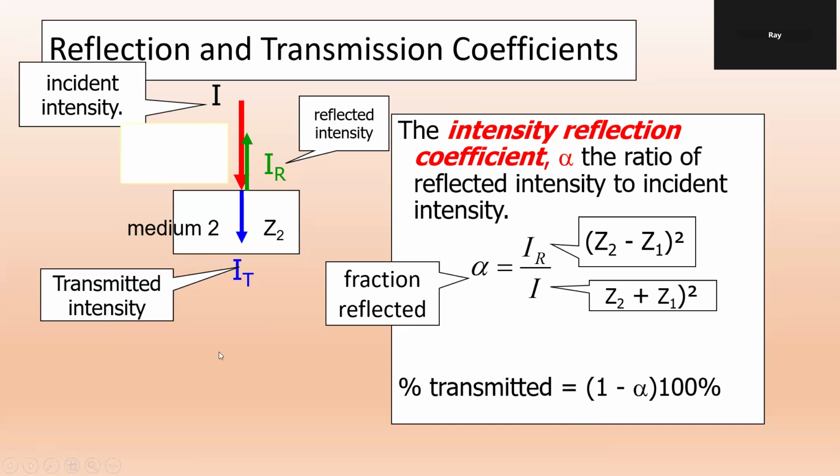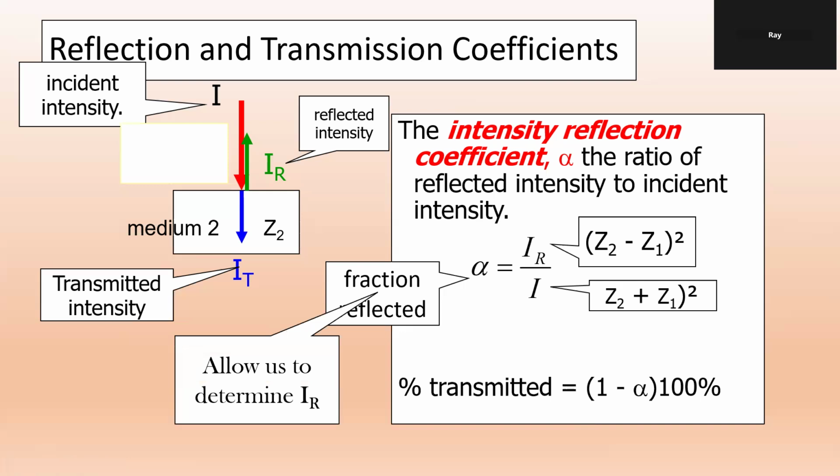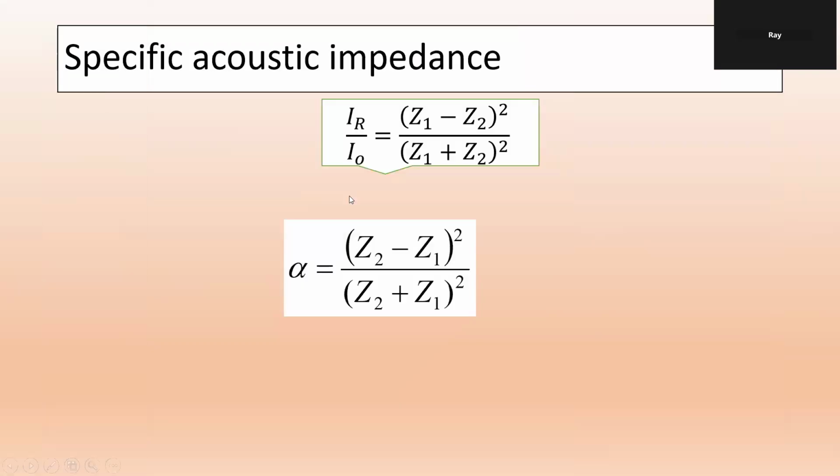Stop me if you have any questions. So this alpha allows us to determine IR, how much of the intensity is reflected back. Remember, we want it to enter, then we can know what happened in medium 2. If all of it is reflected, it's no use.